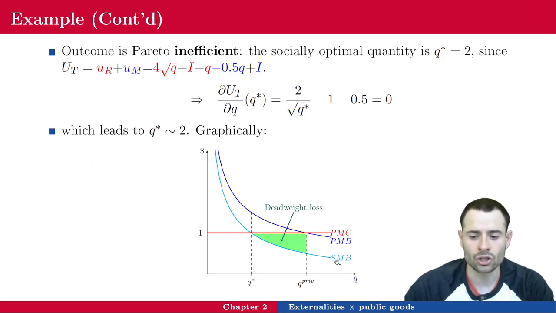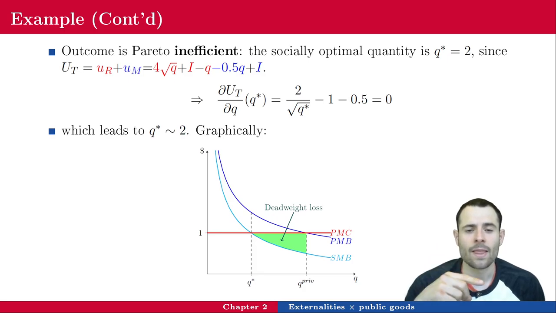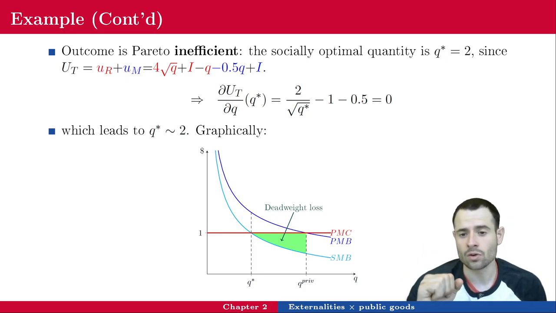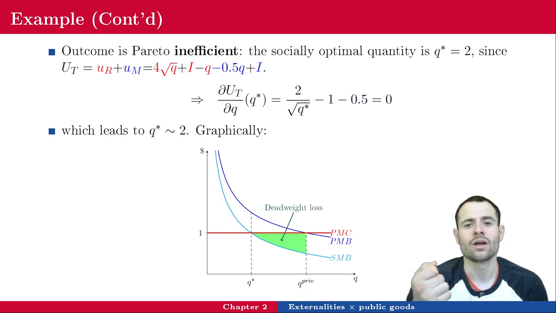Now, the social marginal benefit takes into account everybody's marginal utility, not only Rick's. May also has a marginal utility, which is equal to minus 0.5. So, the social marginal benefit here is a shifted version of the private marginal benefit. It is just 0.5 lower than PMB. So at any point, pick any Q on the x-axis, the vertical distance between PMB and SMB will always be 0.5, because this is the external damage incurred by May.